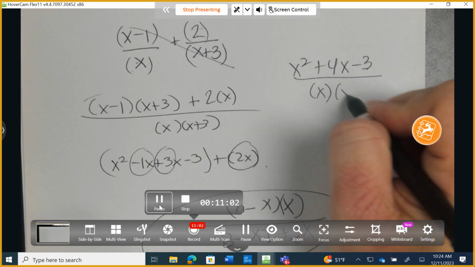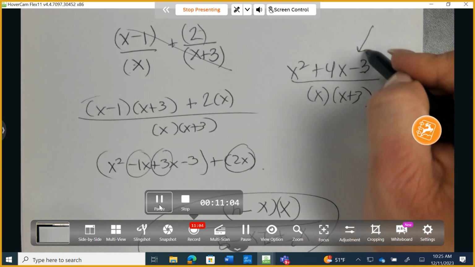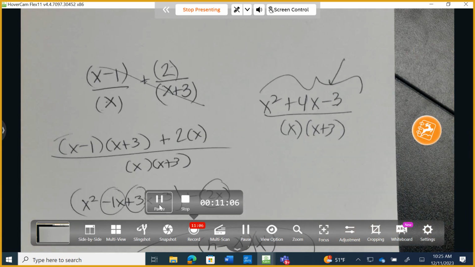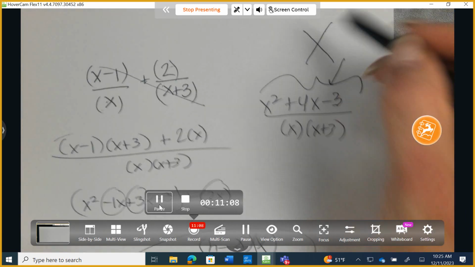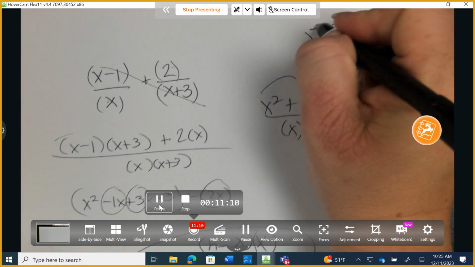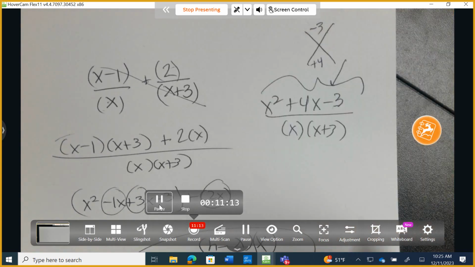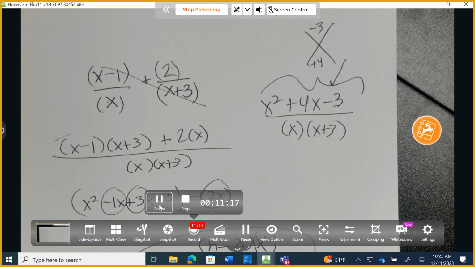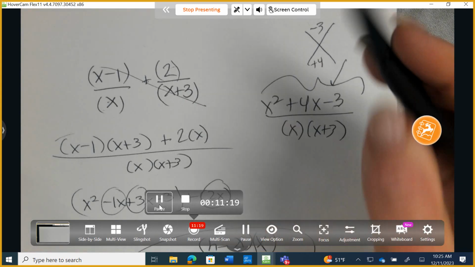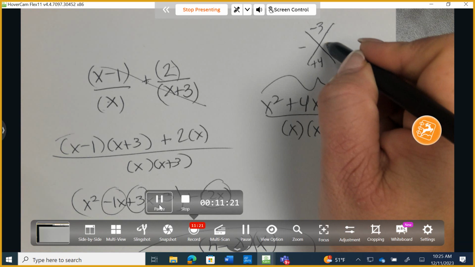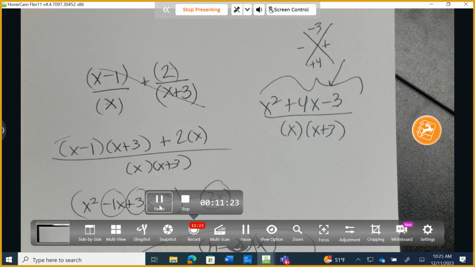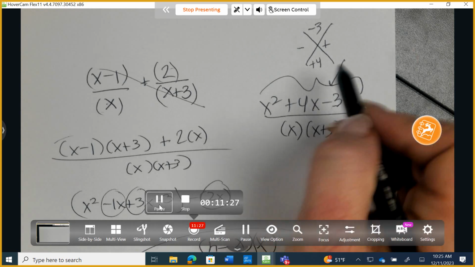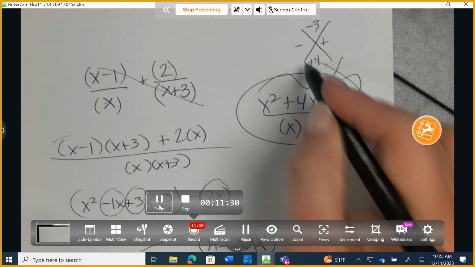But then I have to ask myself, can I factor this trinomial? Is it factorable? Do I know two numbers that multiply to give me negative 3 and combine to give me a positive 4? This tells me they'd have to be different signs. So one is positive and one is negative. And whether I use a positive 3 and a negative 1 or a positive 1 and a negative 3, they don't combine to give you a 4. This is my final answer.